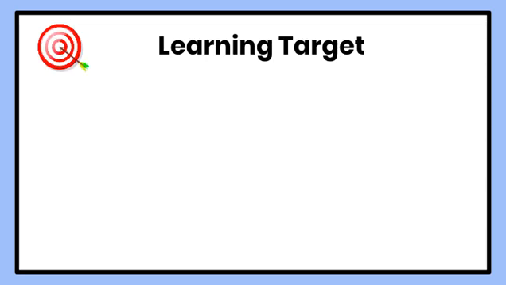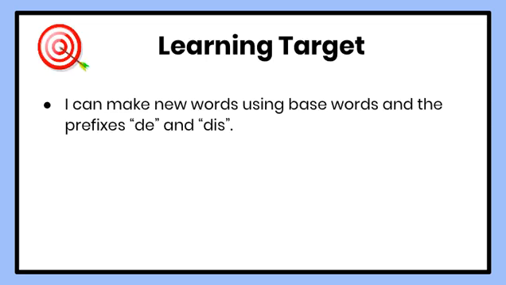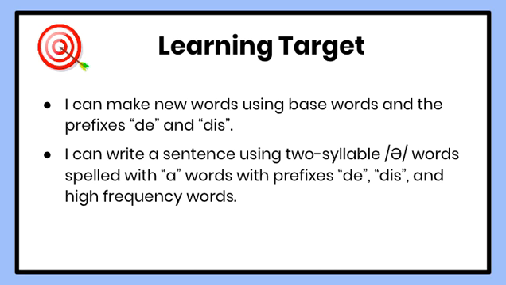Our learning targets for the day: I can make new words using base words and the prefixes D and dis. I can write a sentence using two-syllable Schwa words spelled with A, words with prefixes D and dis, and high-frequency words.